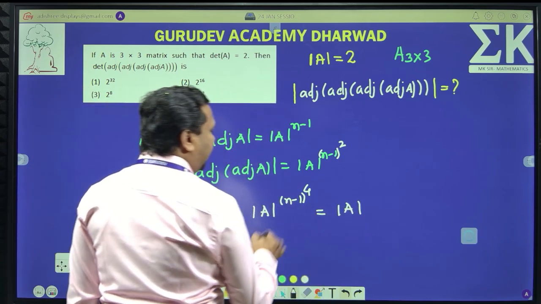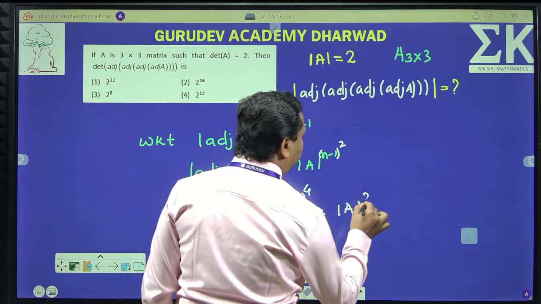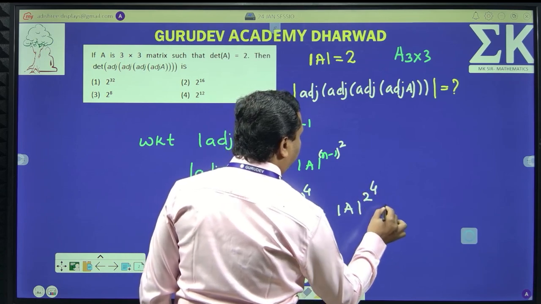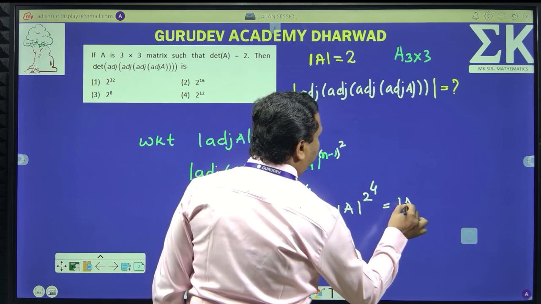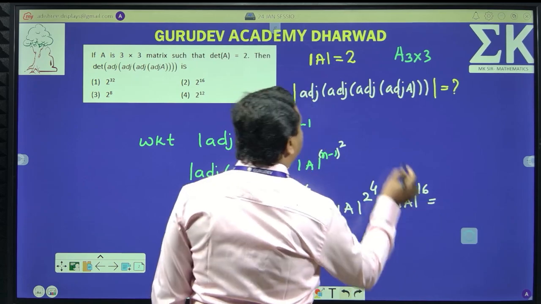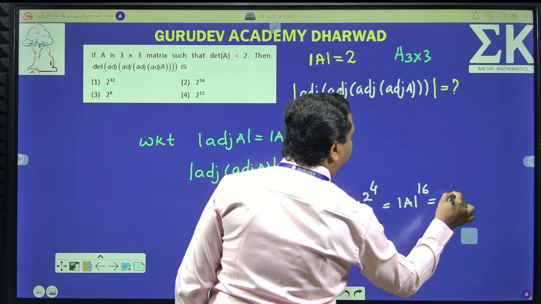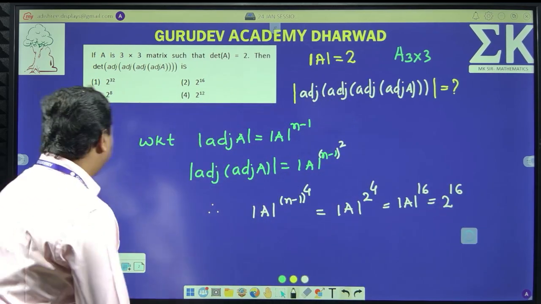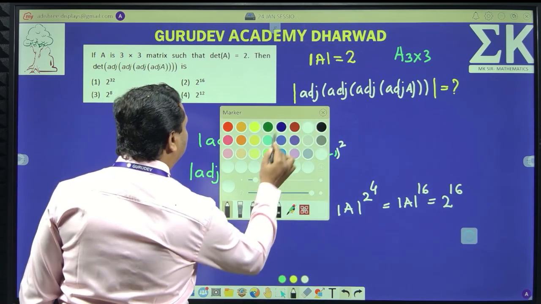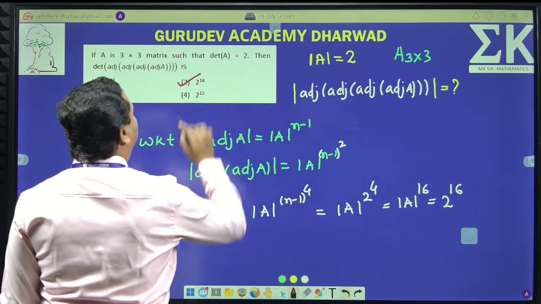N is 3 for a 3 cross 3 matrix, and 3 minus 1 is 2. So 2 to the power 4 gives determinant of A to the power 16. What is determinant of A? 2. Therefore, what should be your answer? 2 to the power 16. 2 to the power 16 is the right answer.